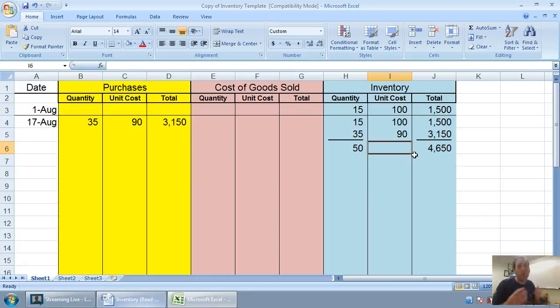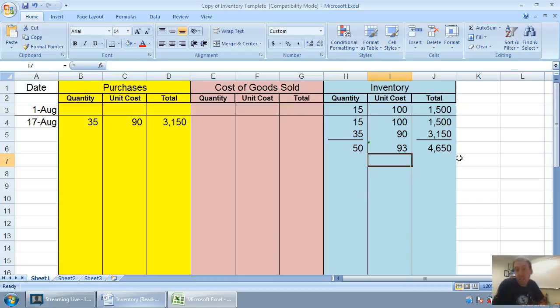Now I figure out the weighted average unit cost. And what does that mean? Well, between 90 and 100, the average there would be 95. But I've got to say, well, that's not the weighted average, because I have 35 $90 units. I only have 15 $100 units. The weighted average is going to be closer to 90 than it is to 100. How do I figure out that weighted average? I divide, not minus: 4,650 divided by 50. And that'll tell me my weighted average, and you'll see our weighted average here is 93.